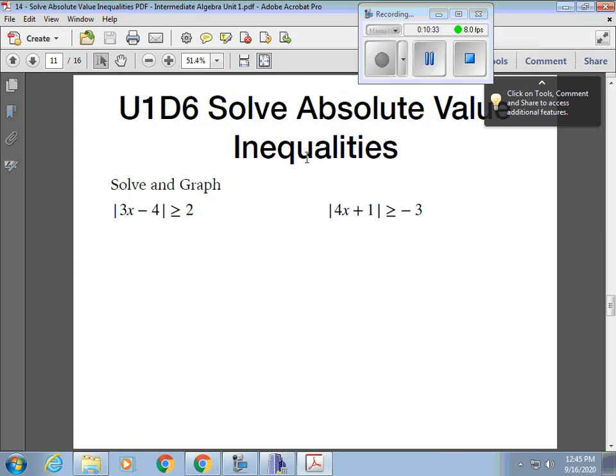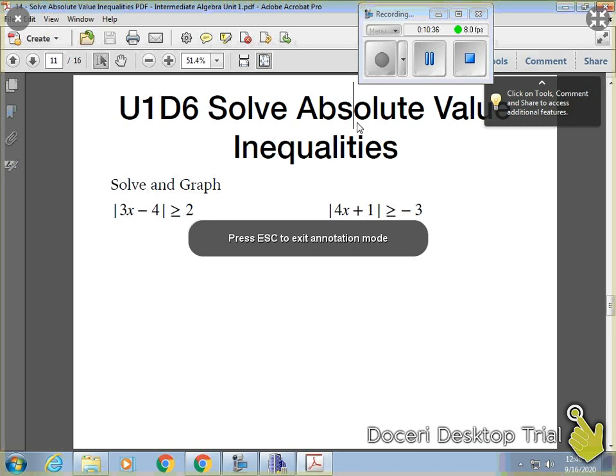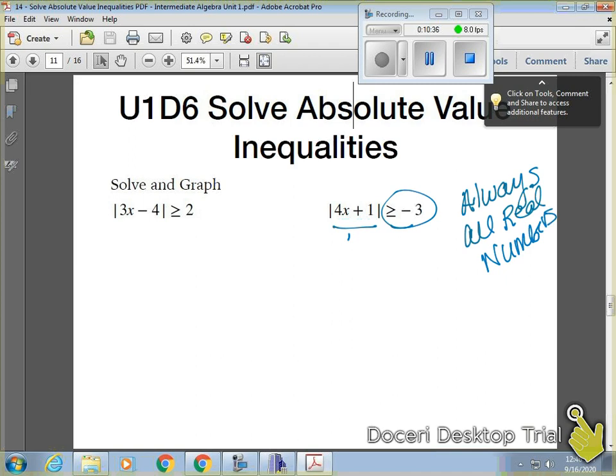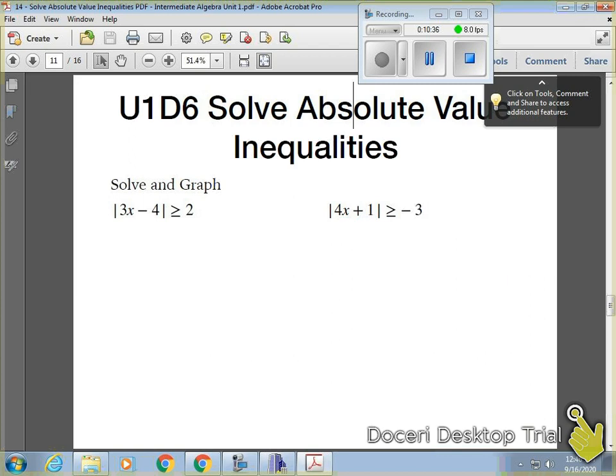For the next one, this is saying a distance is greater than or equal to a negative number. A distance is always greater than or equal to a negative number. So this would be all real numbers, many solutions, infinite solutions, however you prefer to write it. If you don't recognize that, you should recognize it when you get to the graph.